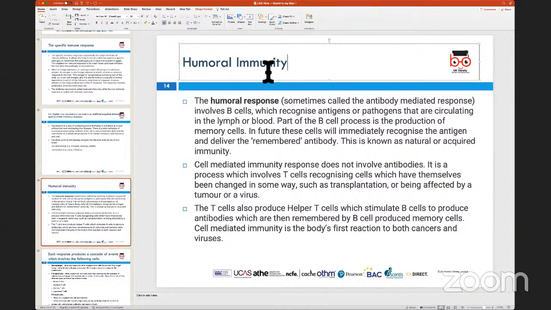Now, this involves the B and T cells, and they recognize the antigen or the pathogen which is circulating in the body or in the blood, and that starts the production of what are called memory cells. These memory cells then immediately recognize that this is the pathogen which is causing the infection, and they essentially allow the body to adapt, creating what is called acquired immunity.